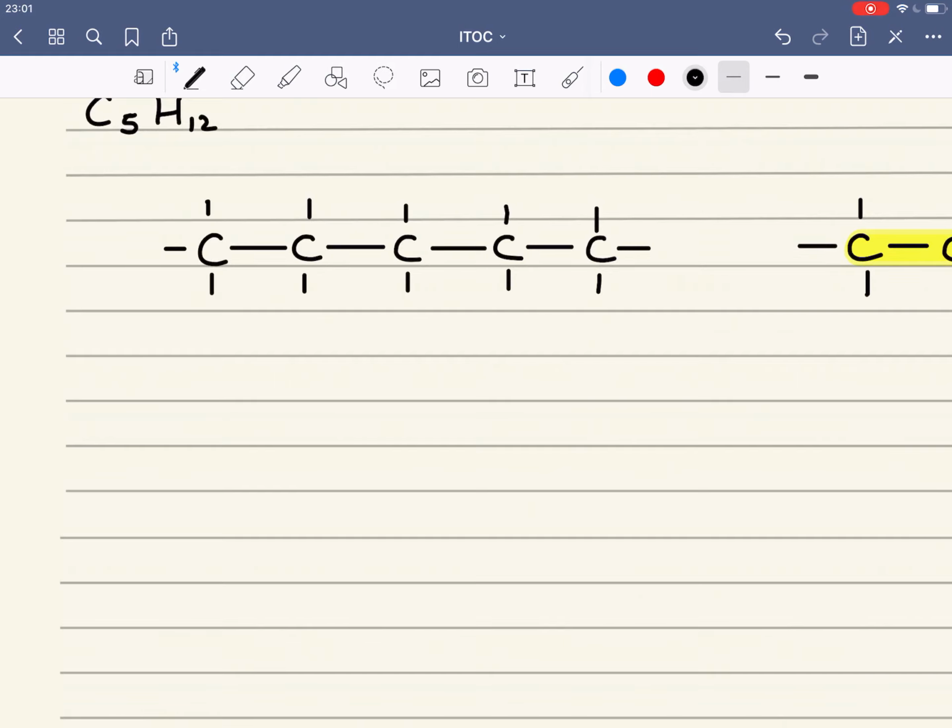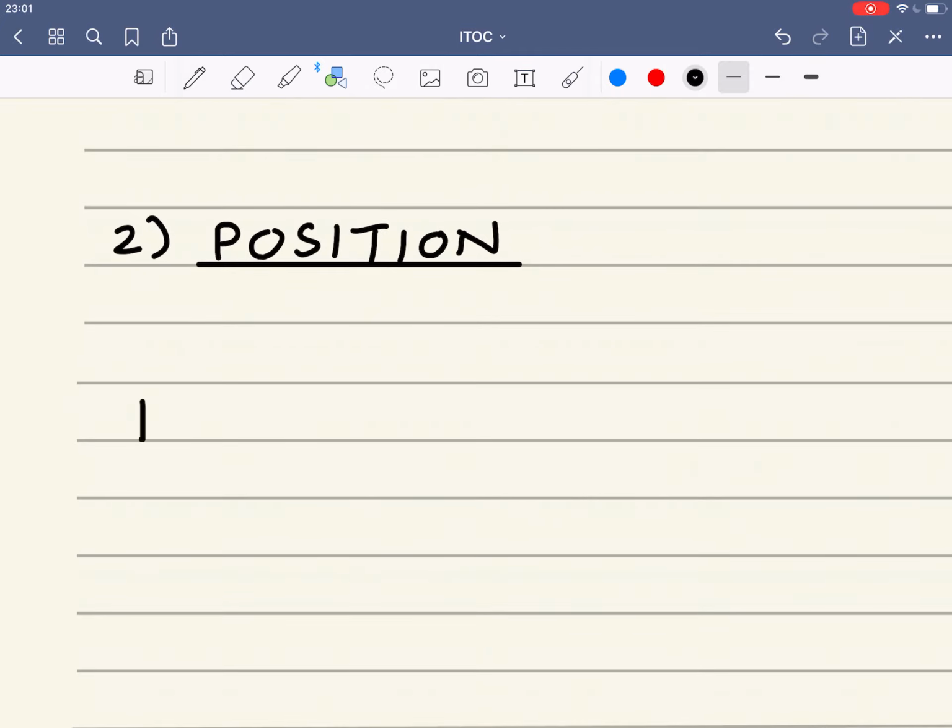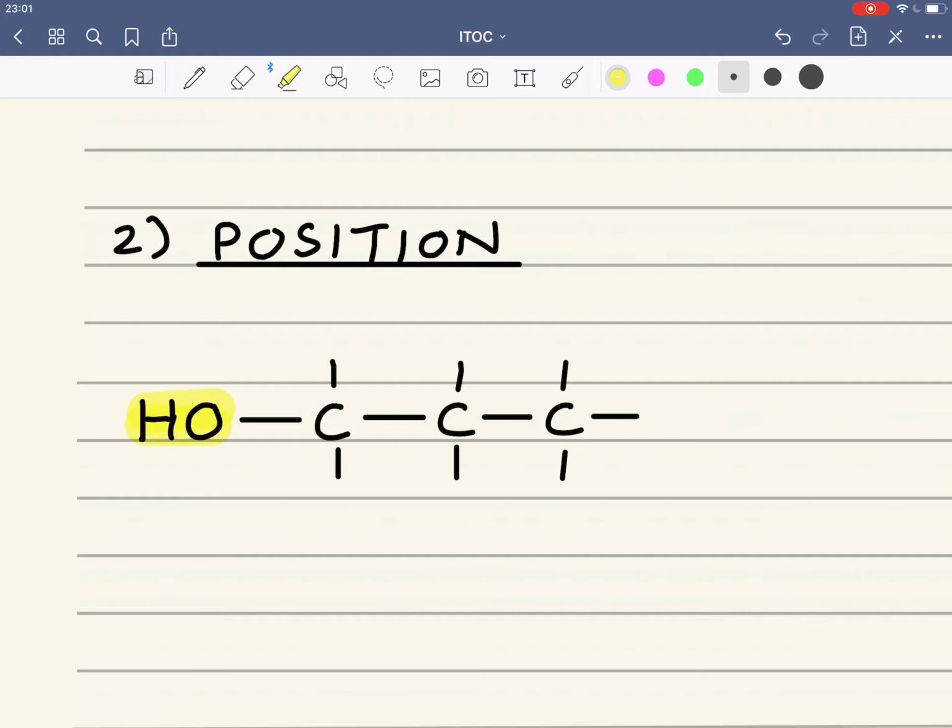The second type of structural isomer is position. And here the functional group is on a different position on the carbon chain. Simplest, or one of the simplest examples we can look at is propanol. So we've got an alcohol functional group here, and that is placed on, if I number it, carbon number 1. So here we have propan-1-ol.